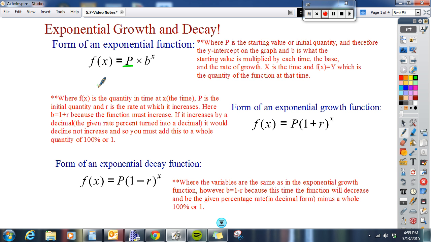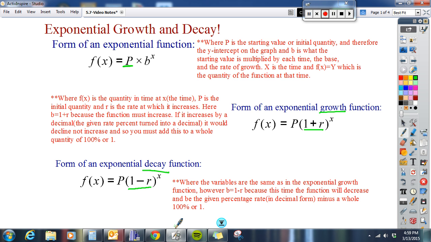When I talk about growth and decay, there are rates of growth and rates of decay. Growth is obviously increasing at the same rate, but exponentially. So that means not linearly, not like rise over run, but at this sort of rate. And then same thing with decay. You'll notice that these equations are the same as the exponential, except this b turns into 1 plus r and 1 minus r.